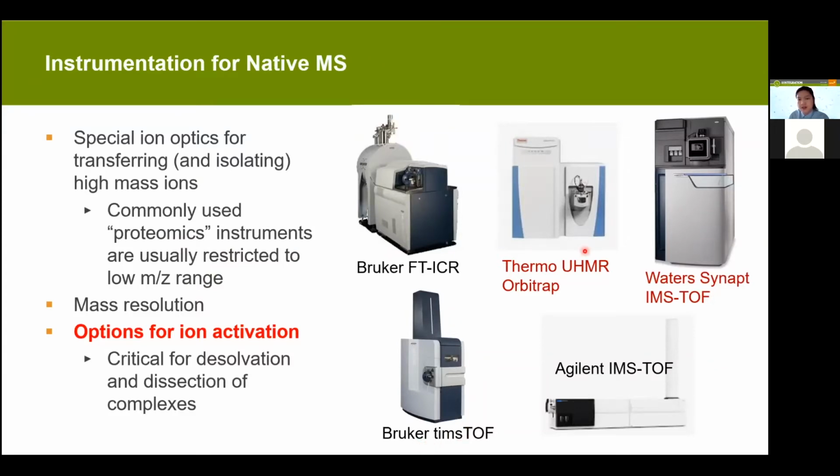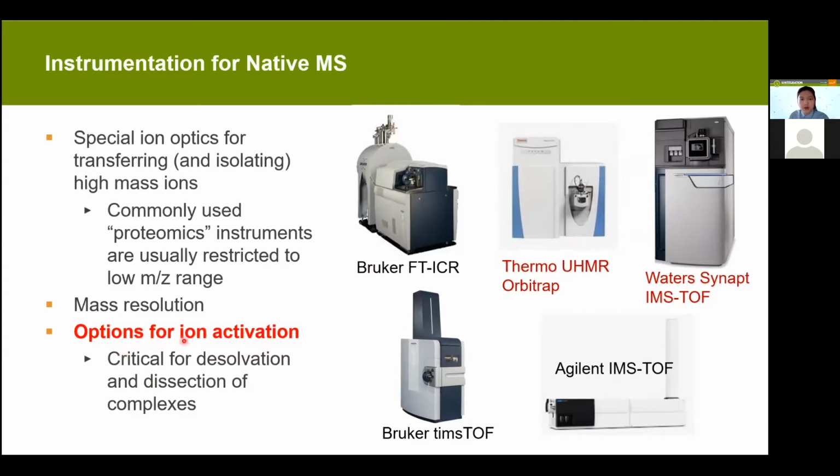Most of the native mass spectrometry experiments we're doing are on the Thermo UHMR Orbitrap and also the Waters Synapt ion mobility time-of-flight instrument. You've heard people using both of those instruments from this morning's talks. And also some people have used Agilent IMS as well. The mass resolution is important, and it can be very useful especially to look at small mass differences on large protein complexes. Each of the platforms has different advantages and disadvantages.